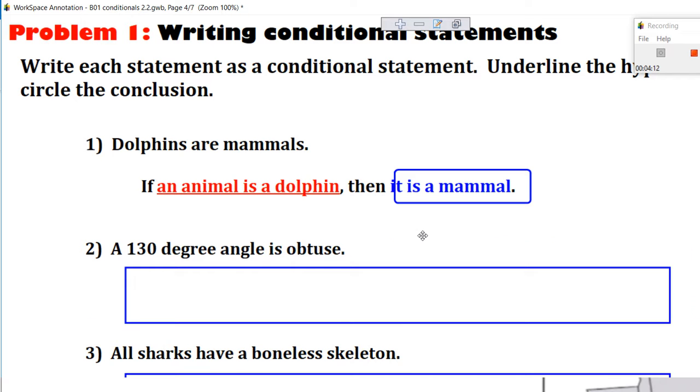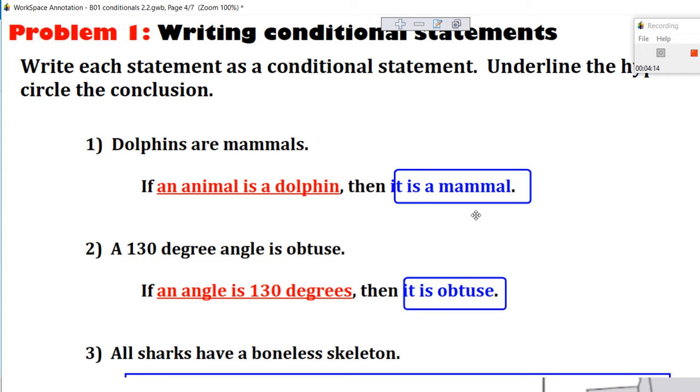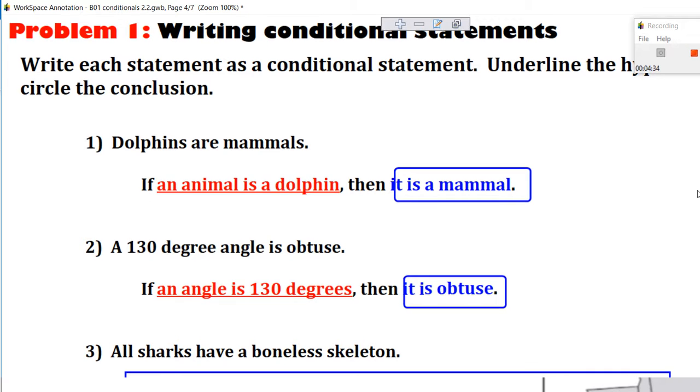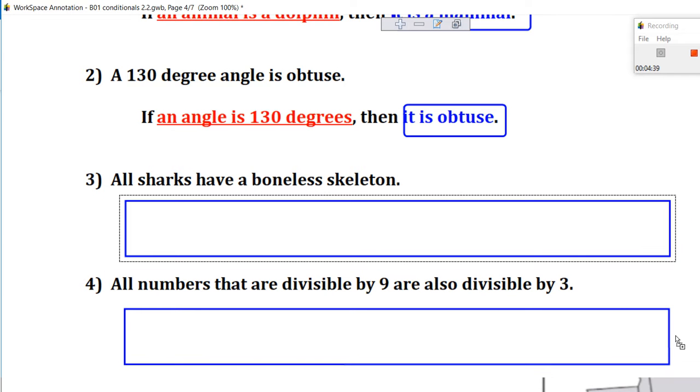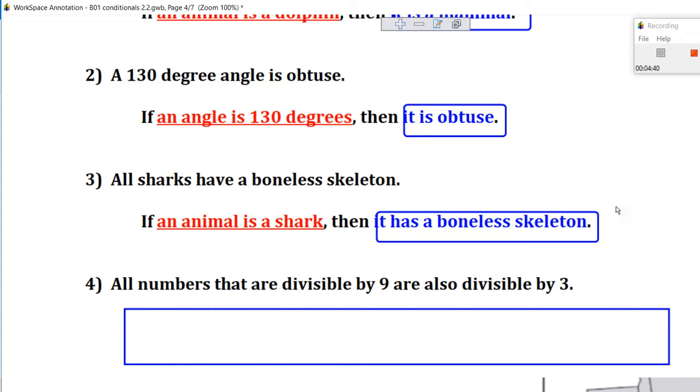A 130-degree angle is obtuse. If an angle is 130 degrees, then it is obtuse. This is also true because 130 degrees is larger than 90. The angle being 130 degrees is your hypothesis, and the fact that it is obtuse is the conclusion. All sharks have a boneless skeleton. If an animal is a shark, then it has a boneless skeleton, also a true statement. The animal being the shark is your hypothesis. The boneless skeleton is the conclusion.